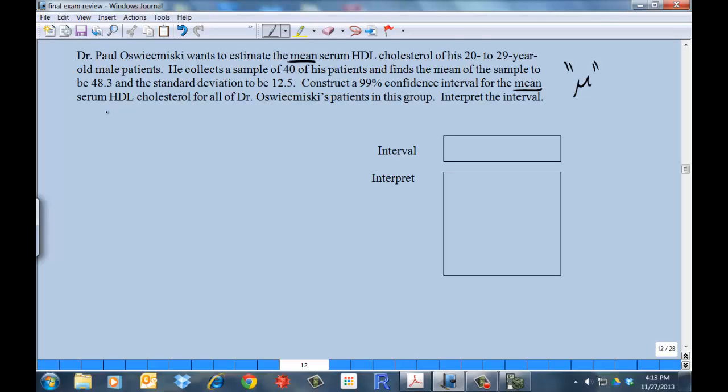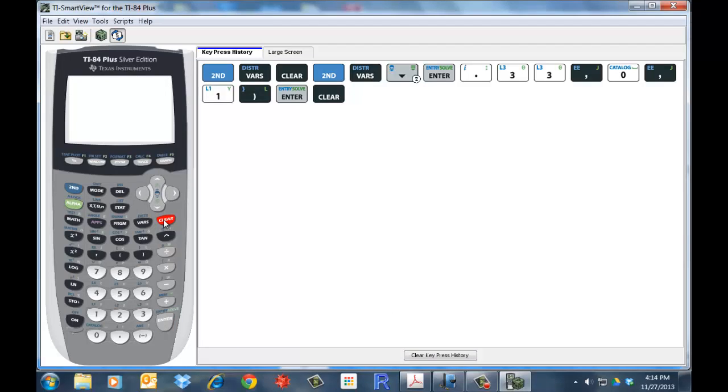Now, what we're going to do here is pick out the pieces, the information that we need. Of course, the formula is x bar plus or minus t alpha by 2 times s over the square root of n. You can use this formula. However, I'm going to use the TI calculator to calculate this confidence interval for the mean. So let's go over here and jot down the information, and look at the calculator.